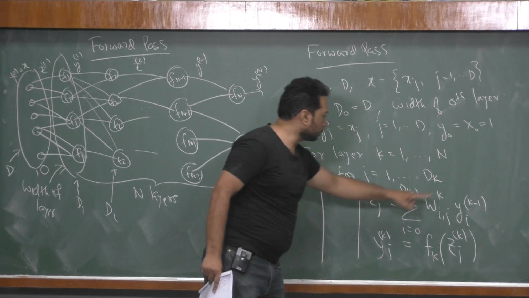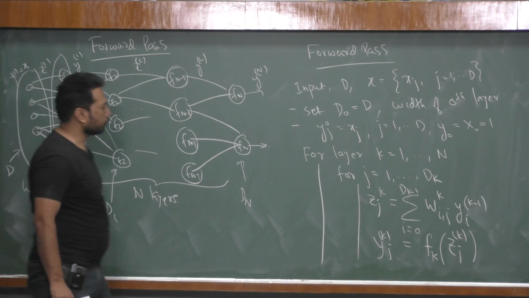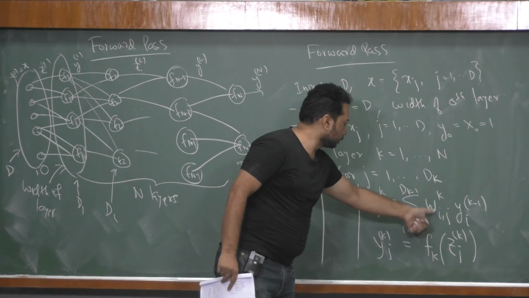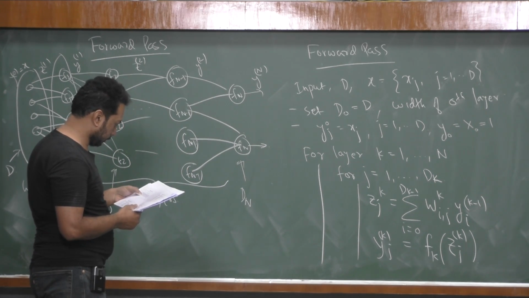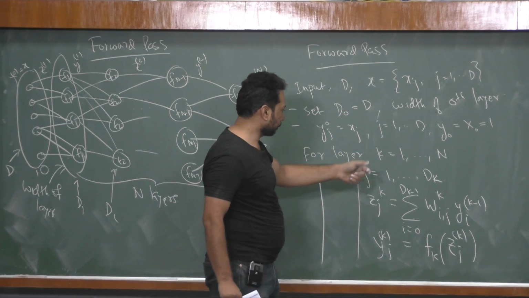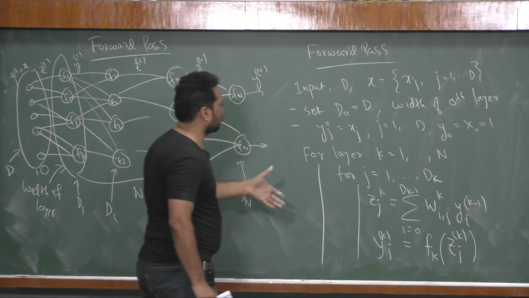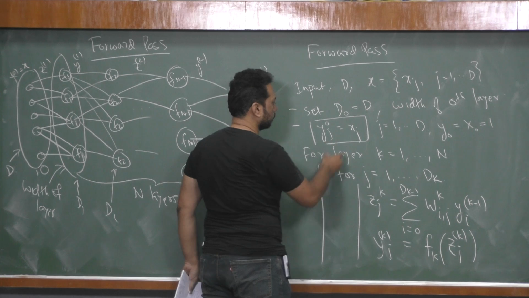We are taking a linear combination of these. For layer 1, we look at k equals 1, so k minus 1 is 0. Y0 was actually our input vector x itself. So this is what we say: y superscript 0 was our input vector itself.